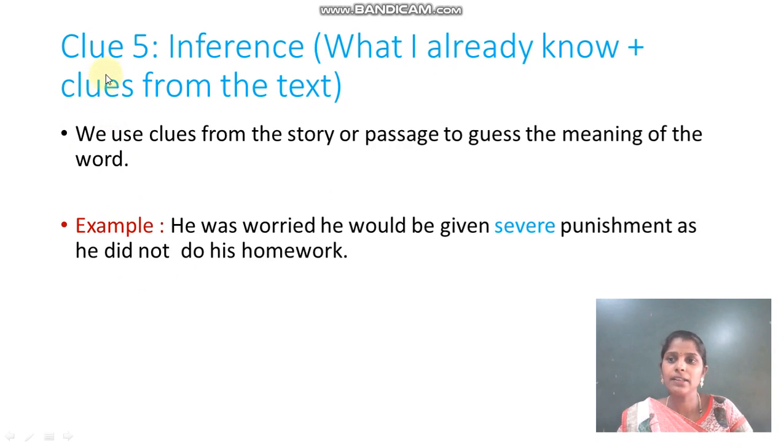Moving towards clue number five, inference. It uses what I already know and the clues from the text. What is inference? We use clues from the story or passage to guess the meaning of the word. For example, he was worried he would be given severe punishment as he did not do his homework. What would he be given? Severe punishment. Why? Because he did not do his homework. These are the examples to find the meaning of new words.